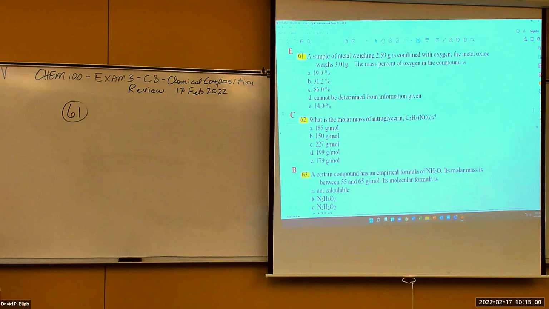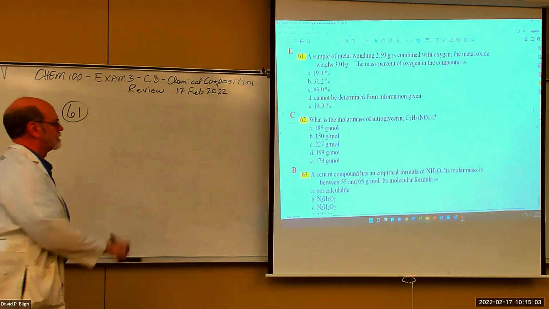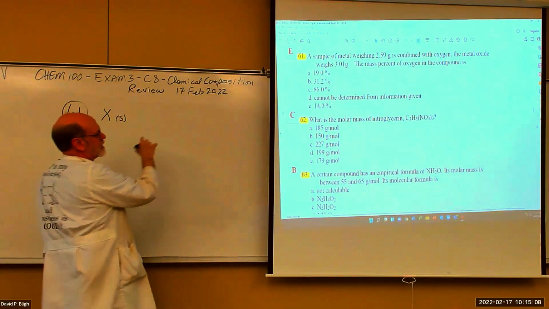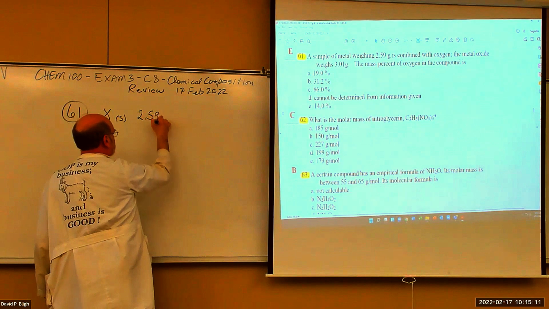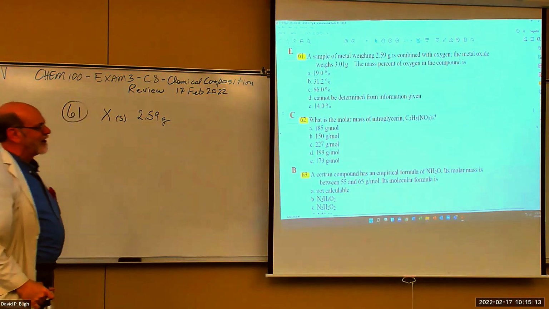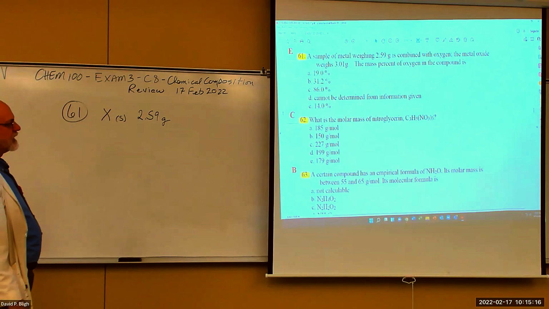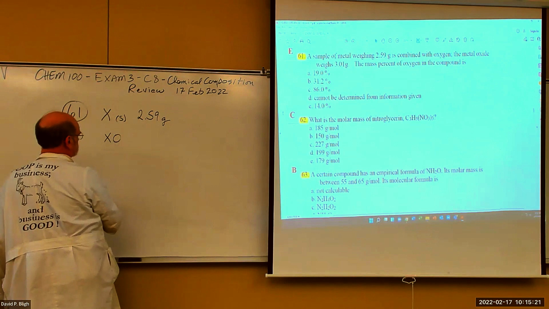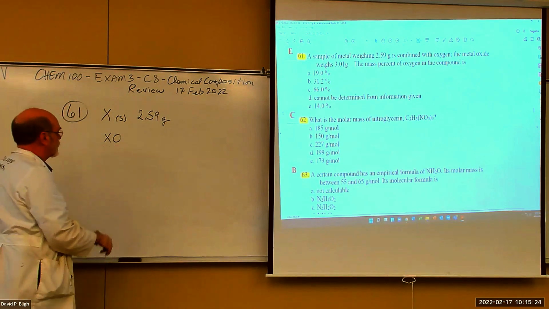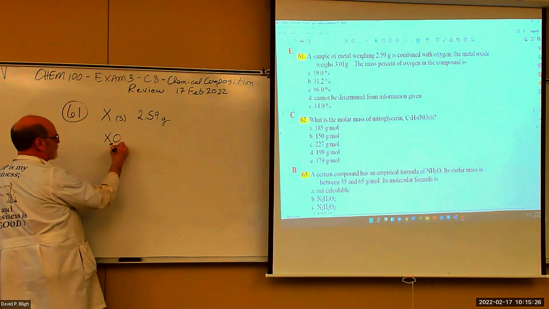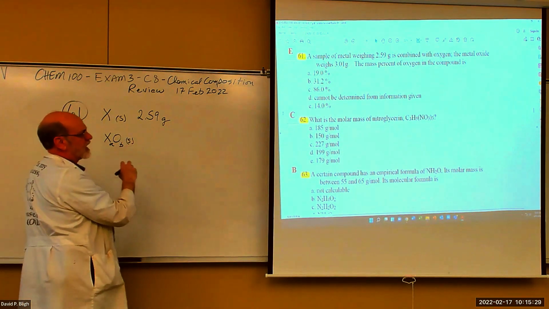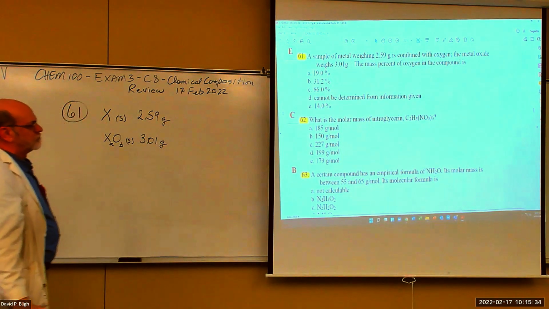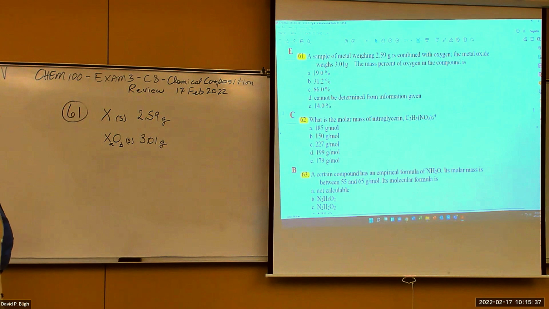A sample of metal weighing 2.59 grams. Okay, so our sample of metal weighs 2.59 grams. Combined with oxygen, the metal oxide weighs 3.01 grams. So the metal oxide, we don't know what the subscripts are here. The metal oxide is 3.01 grams. The mass percent of oxygen in the compound is what?